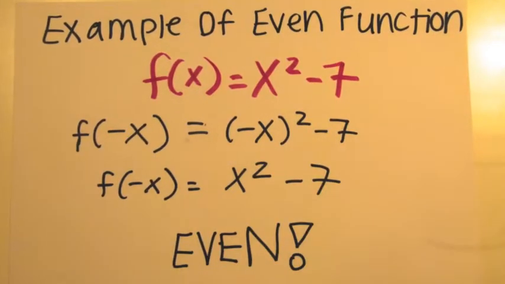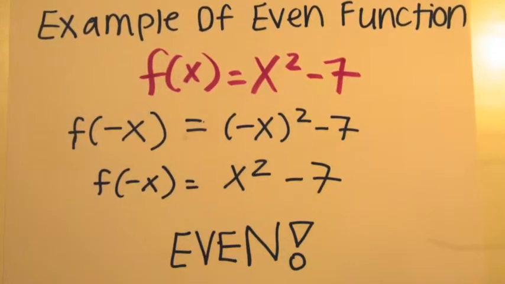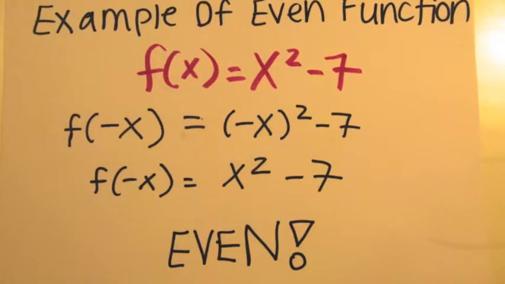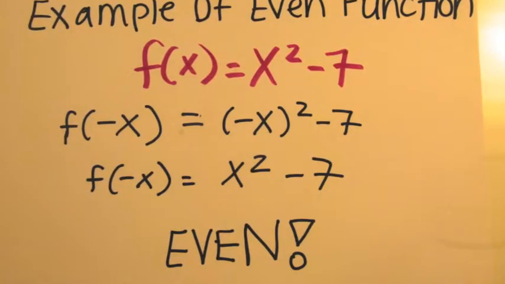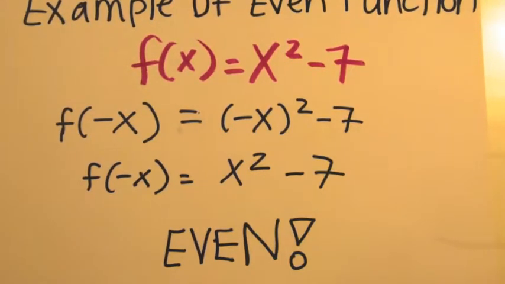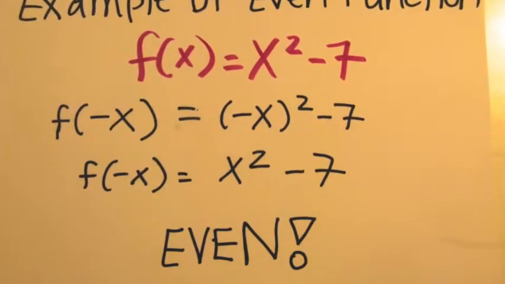To tell if a function is even algebraically, plug in negative x into the equation. Second, solve it out. Since negative x squared is the same as x squared, the equation ends up being the same as the original equation. If the new function is the same as the original function, that means that the function is even.